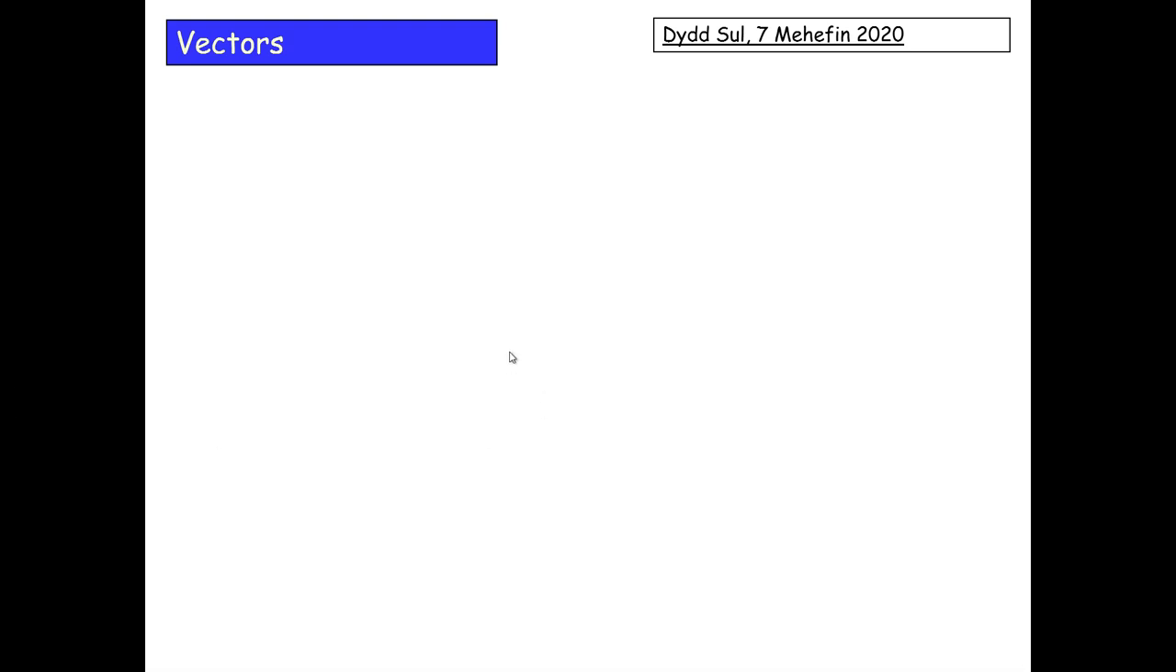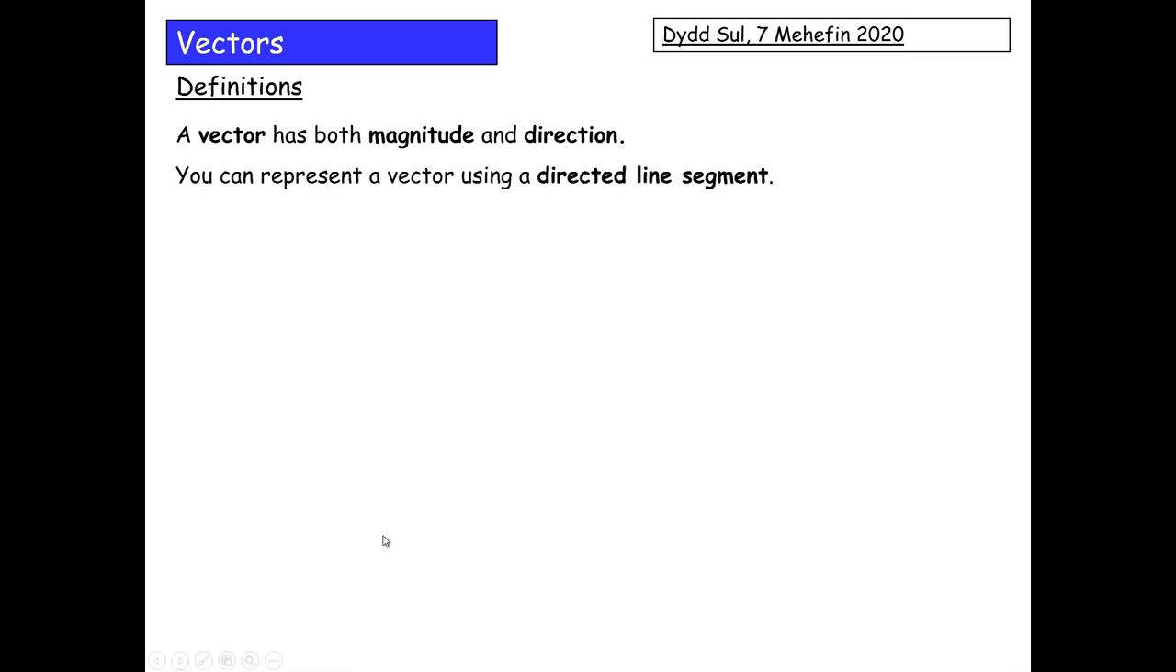So now some notes. Definitions. As Vector just said, the vector has both magnitude and direction. And we can use a directed line segment, so a line with an arrow in it. So the vector PQ starts at P, finishes at Q. There you go, that's your vector PQ. A line with an arrow.